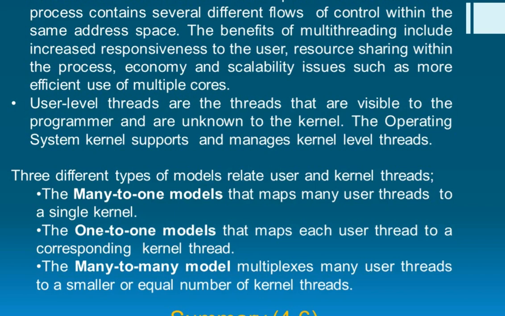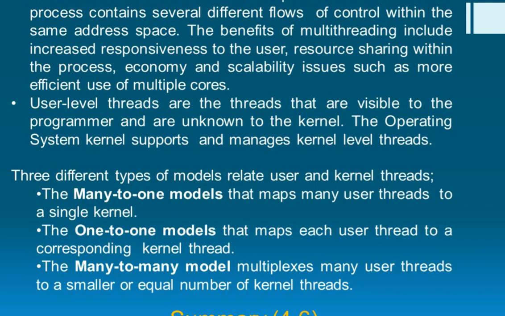We have summary 4.6. A thread is a flow of control within a process. A multi-threaded process contains several different flows of control within the same address space. The benefits of multi-threading include increased responsiveness to the user, resource sharing with the process, economy, and scalability issues such as more efficient use of multiple cores.